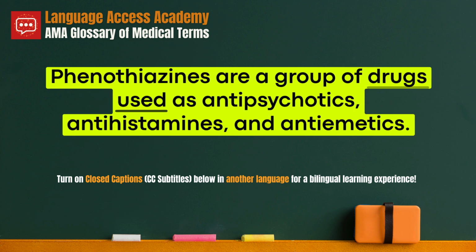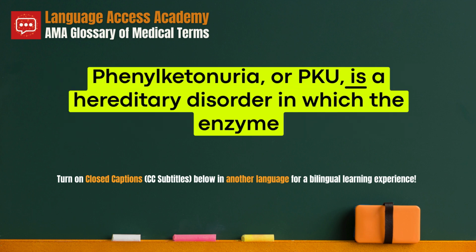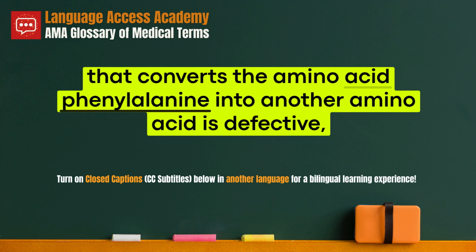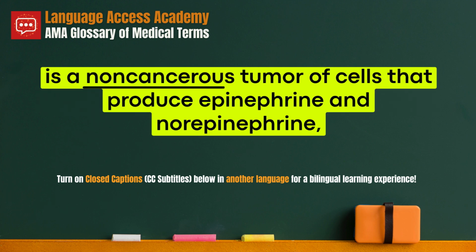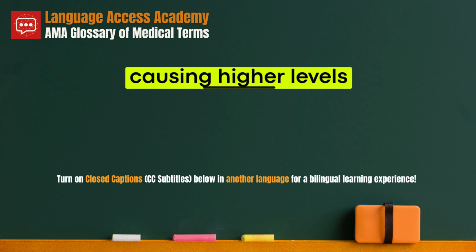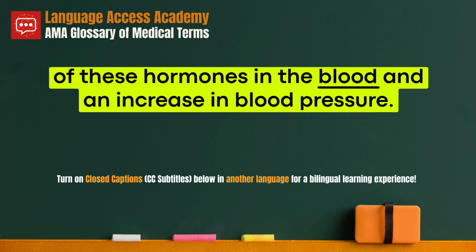Phenothiazines are a group of drugs used as antipsychotics, antihistamines, and antiemetics. Phenylketonuria, or PKU, is a hereditary disorder in which the enzyme that converts the amino acid phenylalanine into another amino acid is defective, meaning phenylalanine must be kept out of the diet. A pheochromocytoma is a noncancerous tumor of cells that produce epinephrine and norepinephrine, causing higher levels of these hormones in the blood and an increase in blood pressure.